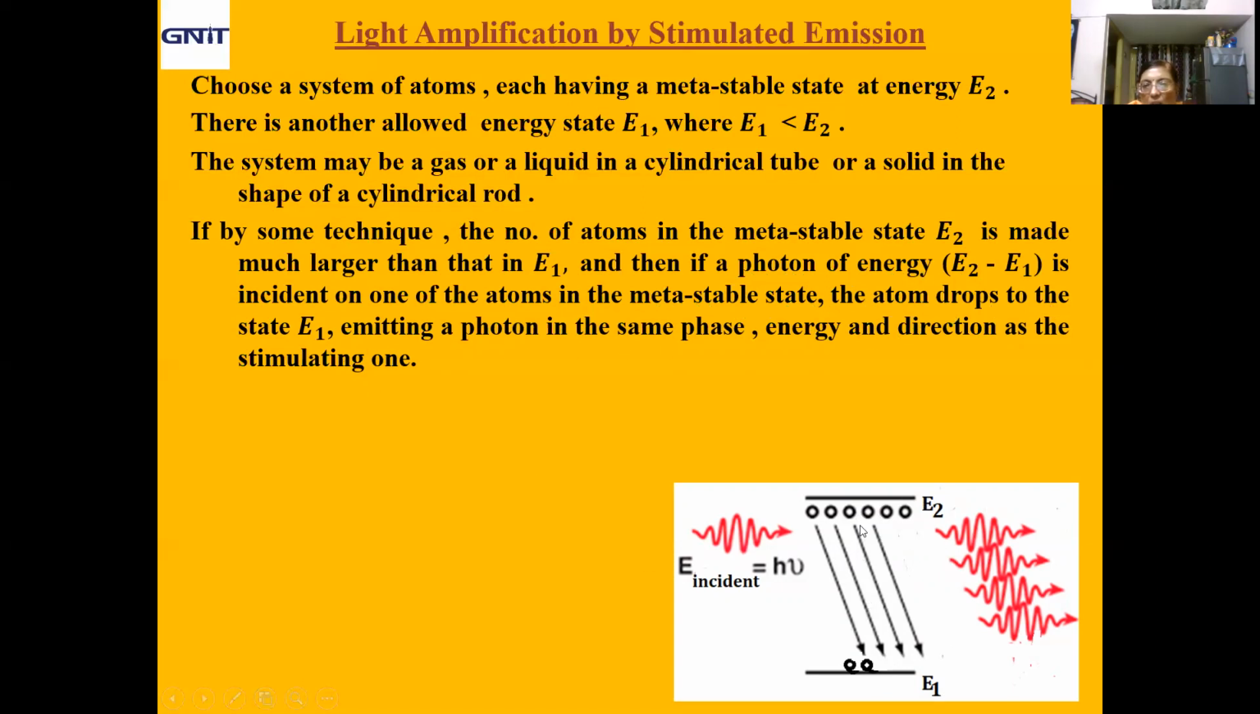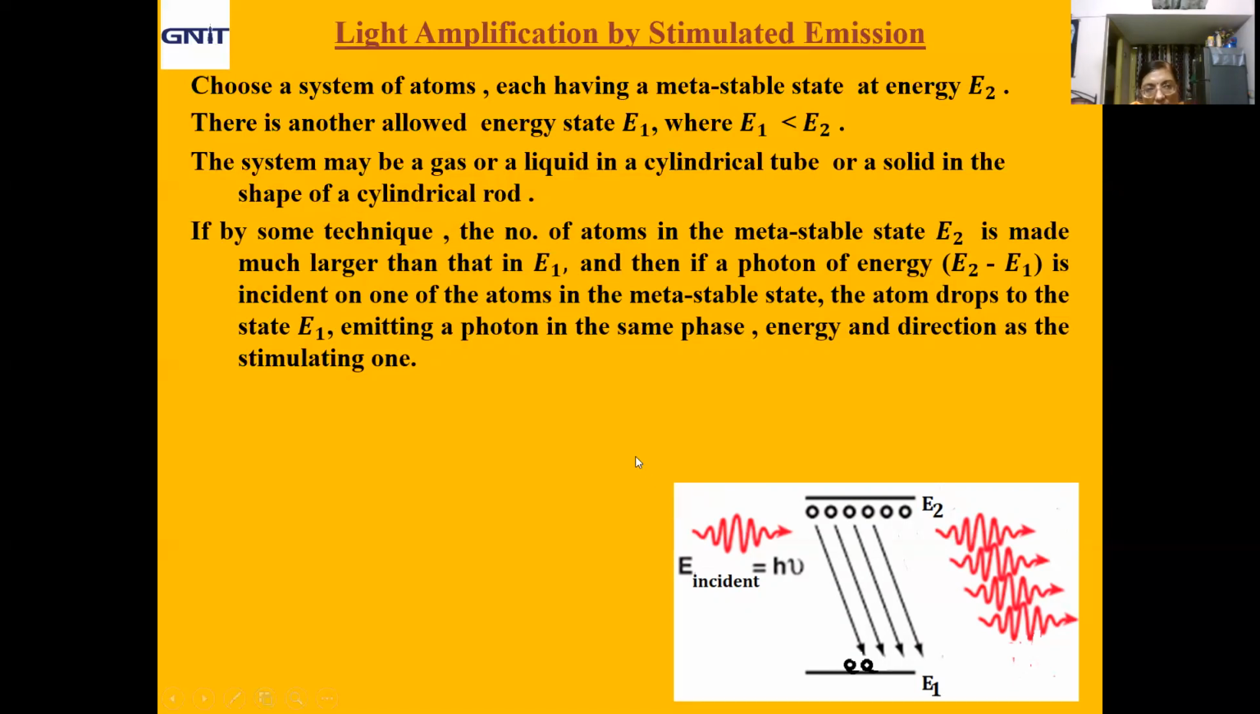Obviously, the atom will not absorb the energy of the photon because its energy is E2 minus E1, but it is entering into the system in the form of a triggering agent to give a signal. Any atom in the higher energy state, by interacting with the photon, will come down to the lower energy state, emitting a photon in the same phase, with the same energy, in the same direction as the stimulating one. That means now you have two photons of exactly the same energy, in the same phase, same direction as the stimulating one.